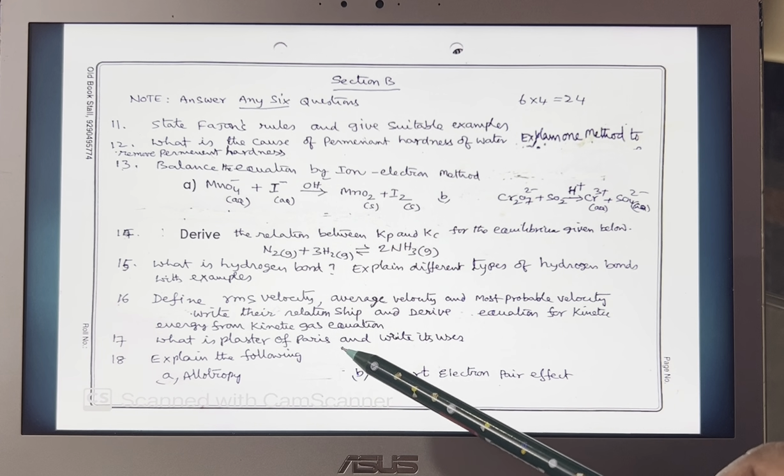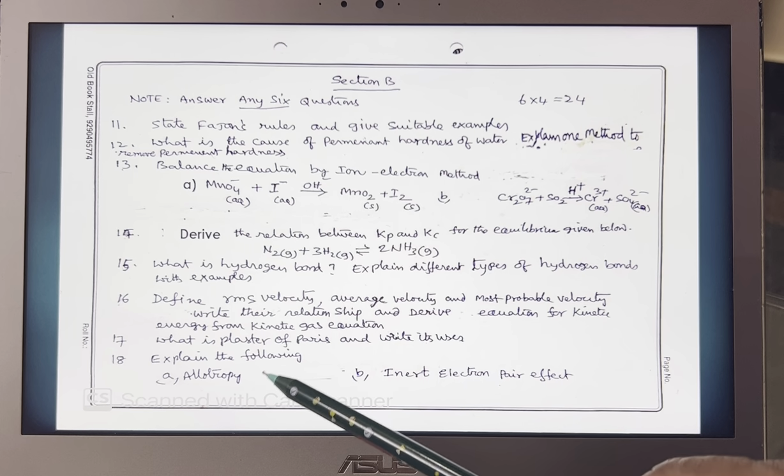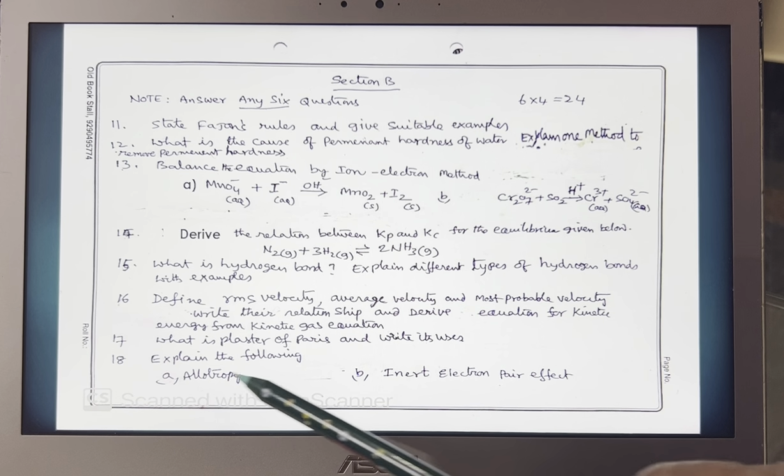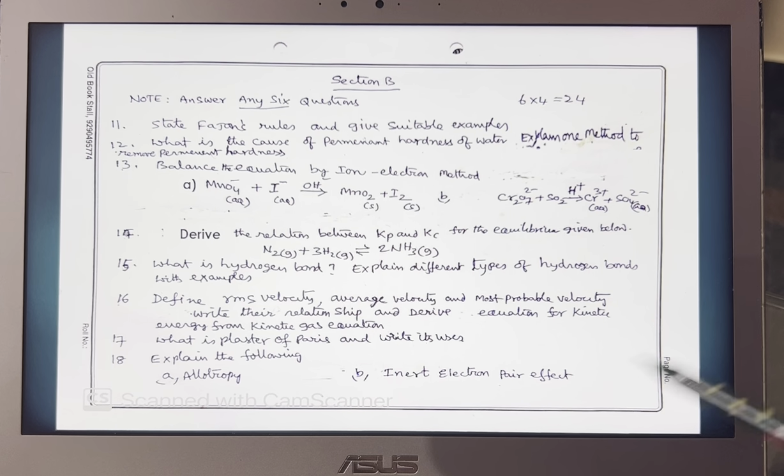What is the plaster of Paris and write its uses. Explain the following: A. Allotropy, B. Inert electron pair effect.